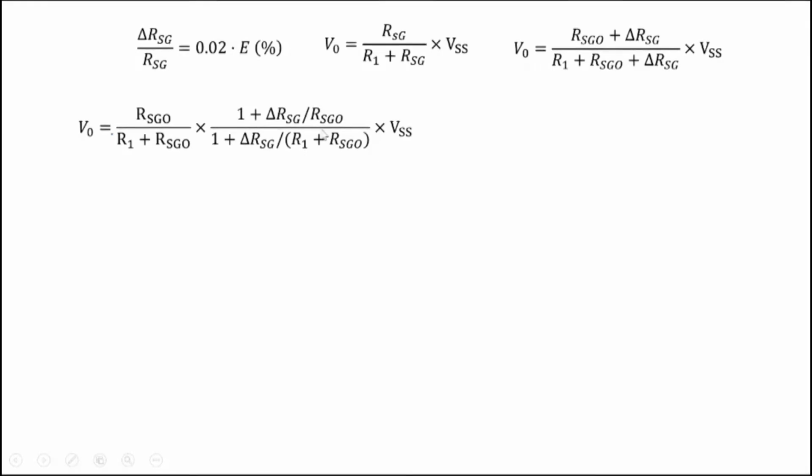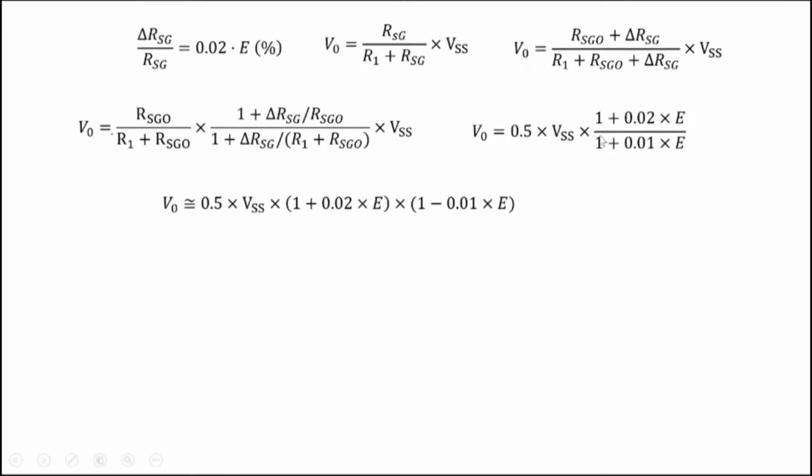So we are manipulating this expression to take advantage of this one here, that the fractional change in strain gauge resistance is equal to 0.02 times E. We want to get an expression of V naught in terms of the strain here. All right, so we can substitute this here. We can substitute this as 0.02 E. And note that we said R1 and RSG0 are basically the same value. So this one translates to 0.01 E instead of 0.02 E here. There's a factor of 2 that comes in here.